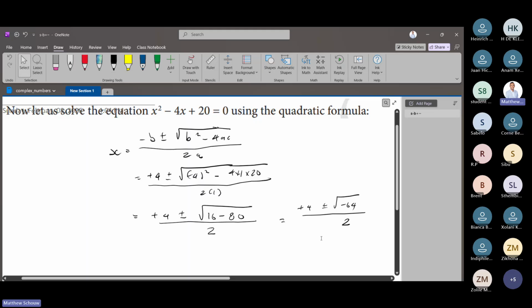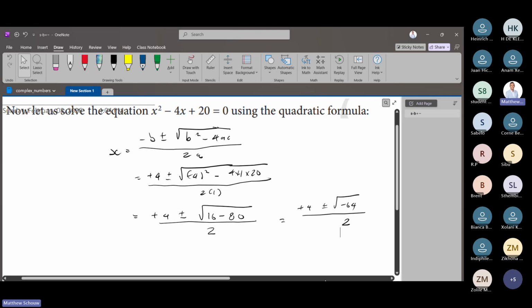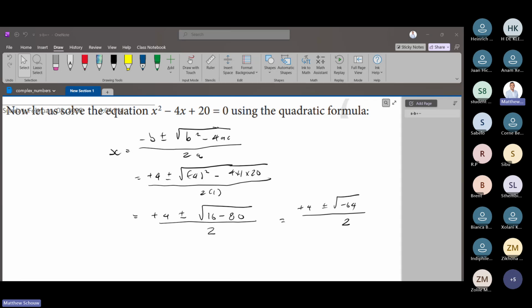No, sir. Is Corneille my only student? Are we all familiar with it? Can we find a square root of a negative number? No, sir. Okay, cool. Thanks, Abelo.